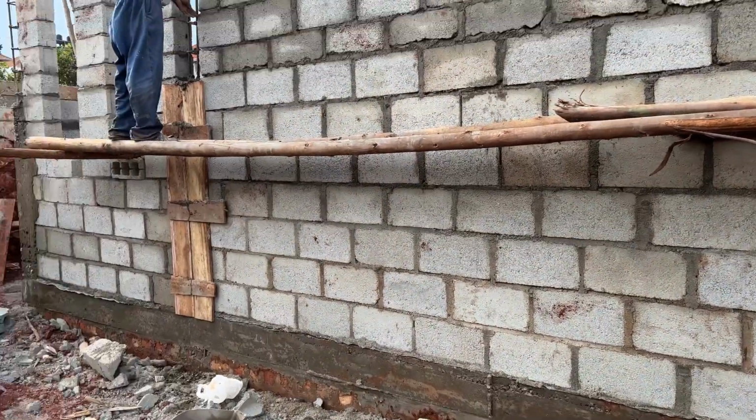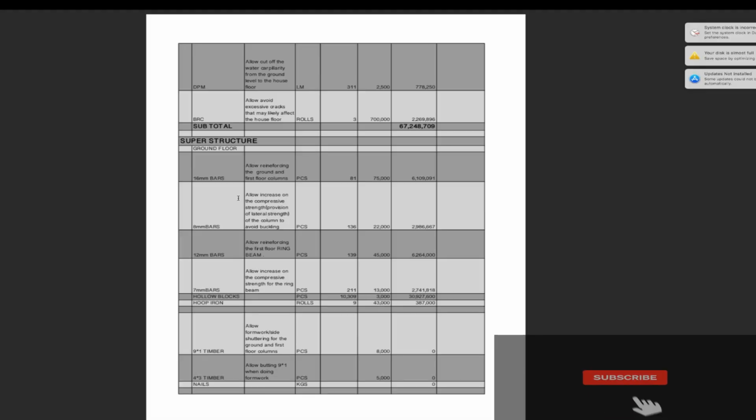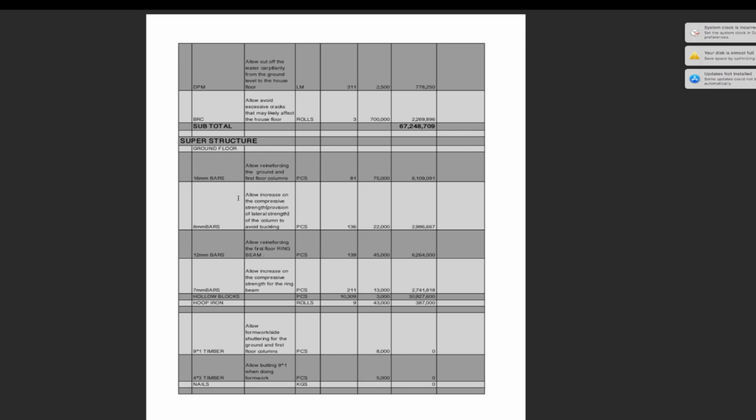We also bought 12mm bars. Now these 12mm bars, we use them to reinforce the first floor ring beam. We bought 139 pieces. Each piece costed us 45,000 shillings, and that costed us 6,264,000 shillings.